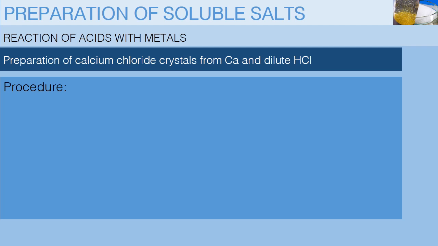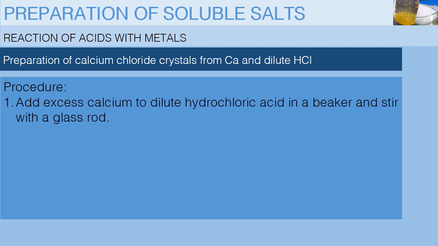Referring back to Form 1, we made a very good discovery that when metals react with acids, they form a salt and hydrogen gas. So this is a method that you can use to form salts. One of the salts that can be prepared using this method is calcium chloride from calcium metal and dilute hydrochloric acid. The procedure for this preparation is as follows.